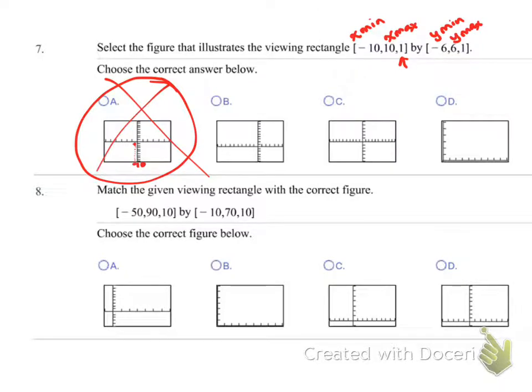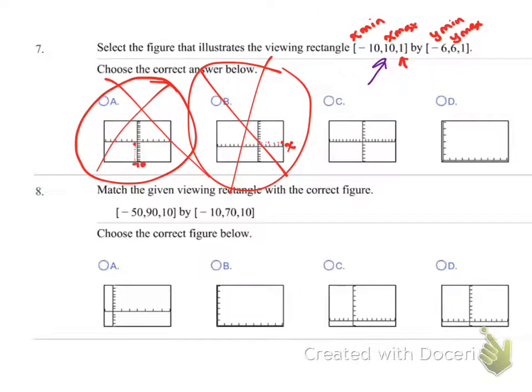Now if I look at B, this tick mark is 1, 2, 3, 4, 5, 6. This tells me that my x maximum is 6. But my x maximum is supposed to be 10. Therefore, this one does not work.